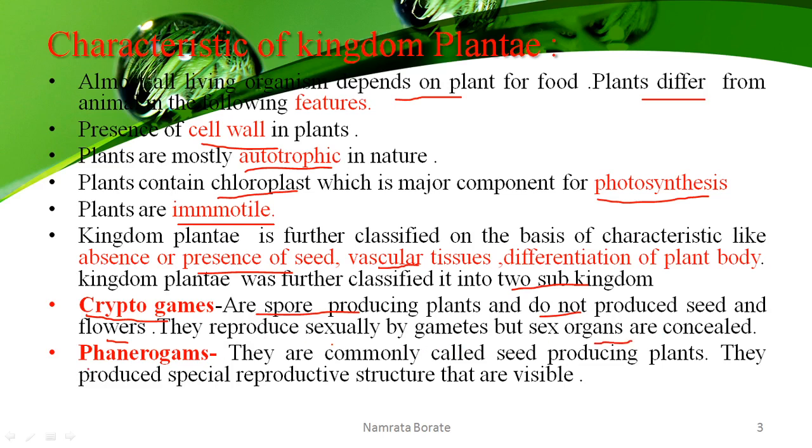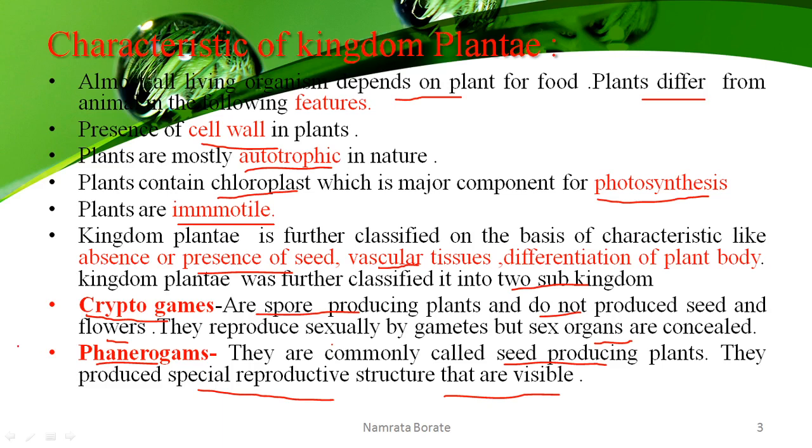The second one we will see is Phanerogames. Phanerogames are commonly called seed producing plants. They produce special reproductive structures like the flower, and these structures are visible. So Cryptogames are flowerless plants, and Phanerogames are flowering plants.